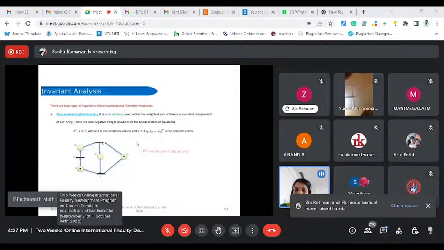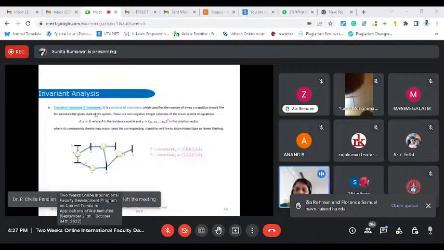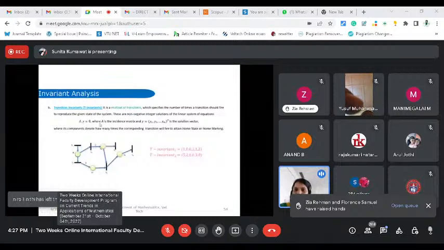So here is the place invariant, and the transition invariant is the number of transitions needed to reproduce the given state of the system. Because now we are talking about, as we have already discussed, this is very useful in any network system, basically biological and metabolic networks. So here you can see the incidence matrix and solution vector can be multiplied, and if it is 0, then it will form the transition invariant.